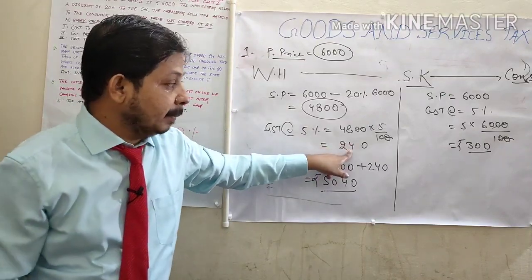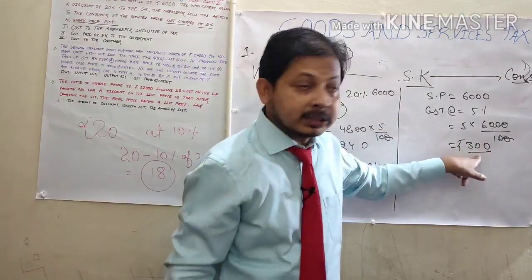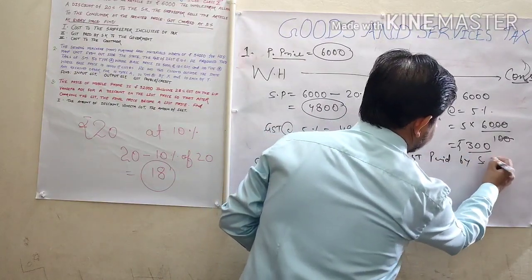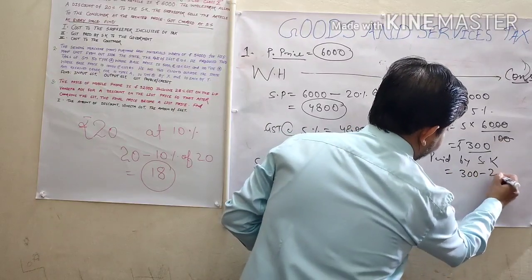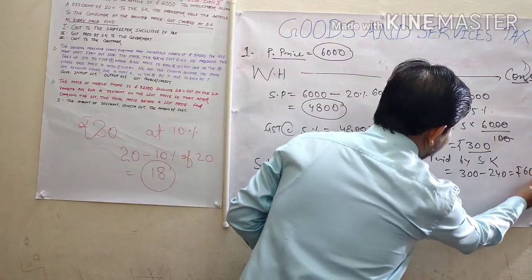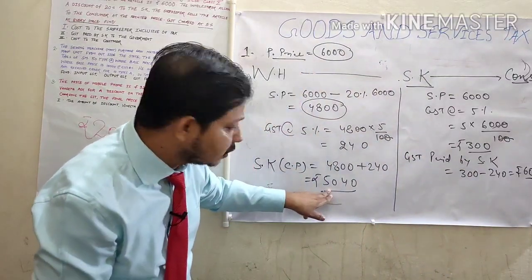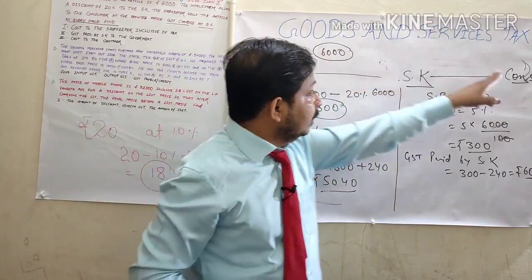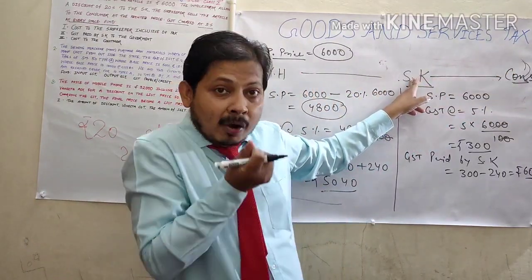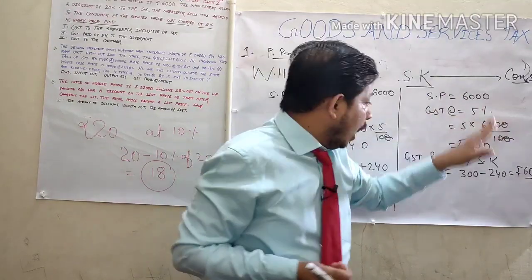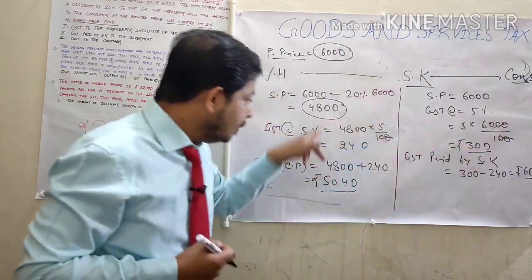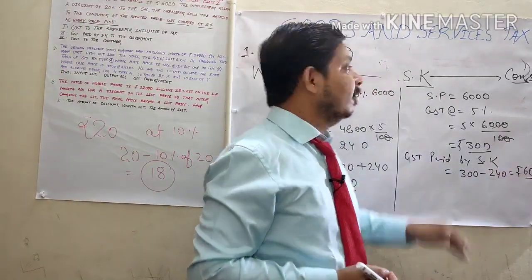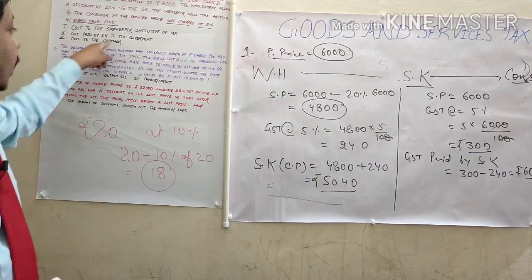It means already he paid 240, so he will pay the difference. So GST paid by the shopkeeper is 300 minus 240. You will ask why, my dear? Here he is not paying, he is paying 240 to the wholesaler, and here the consumer pays some amount to the shopkeeper. Now in the hand of the shopkeeper is some money, how much? 300 as GST. Already he paid 240 to the wholesaler, so he will pay the difference, 60. Very good question.